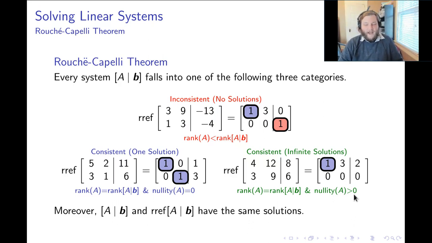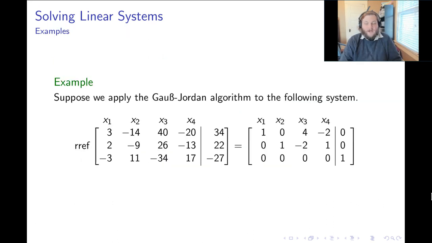So the major takeaway here is that if we want to study A augmented with B as a system, all we need to do is study the reduced row echelon form of that augmented matrix, and then do the analysis as we previously studied. The reason we can do this is in the last statement here. The system represented by A augmented with B has the same solutions as the system given by the reduced row echelon form. So let's do a few examples.